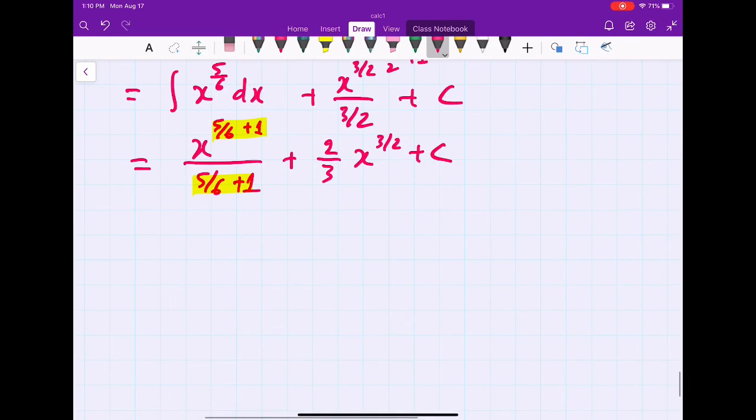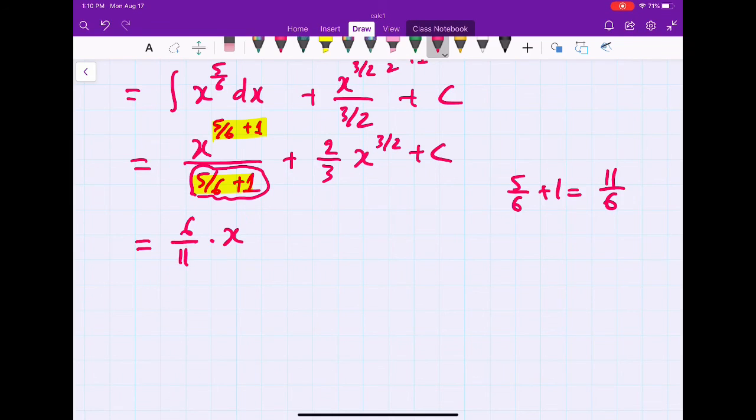Let's do that. I will do that in here. 5/6 plus 1 is 11/6. And then I divide by 11/6, which means I multiply by 6/11. Okay, let's write that right away. 6/11 times x to 11/6, plus 2/3 x to 3/2, and then plus constant. And that is the final answer.